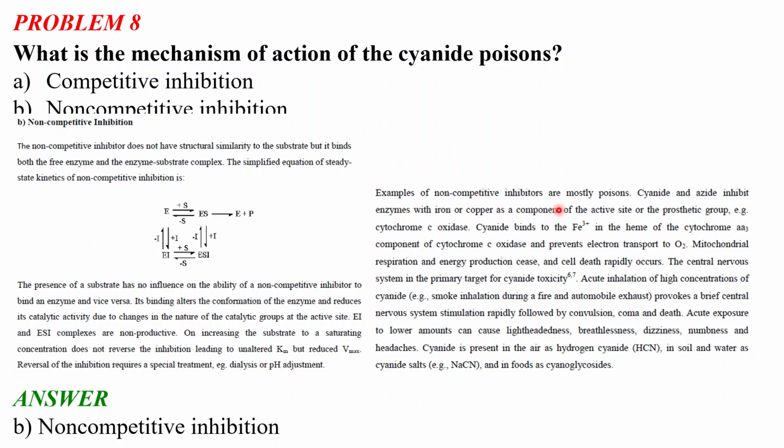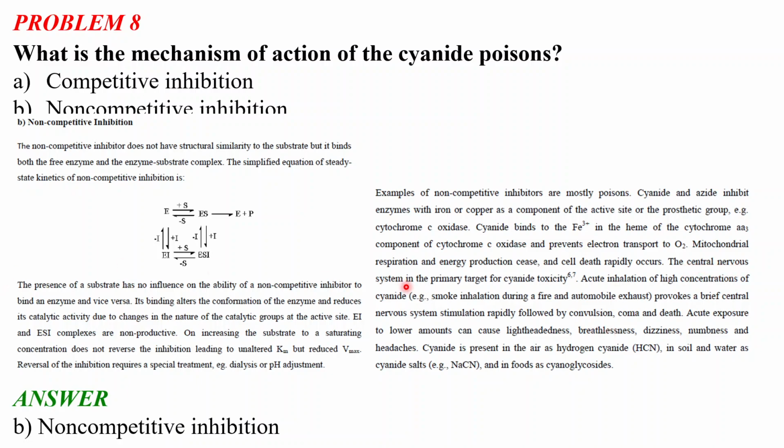Examples of non-competitive inhibitors are mostly poisons. Cyanide and azide inhibit enzymes with iron and copper as components of the active site or prosthetic group. For example, in cytochrome C oxidase, cyanide binds with the iron 3 in the heme of the cytochrome aa3 component of cytochrome C oxidase and prevents the electron transport to oxygen. Mitochondrial respiration and energy production cease and cell death occurs.